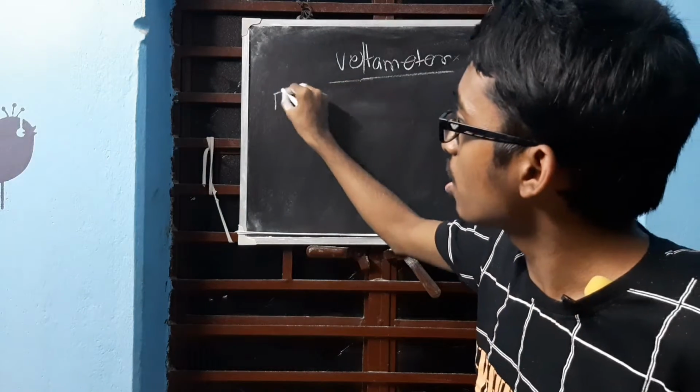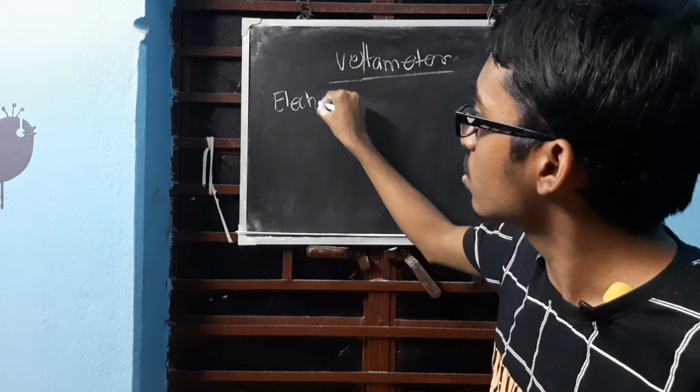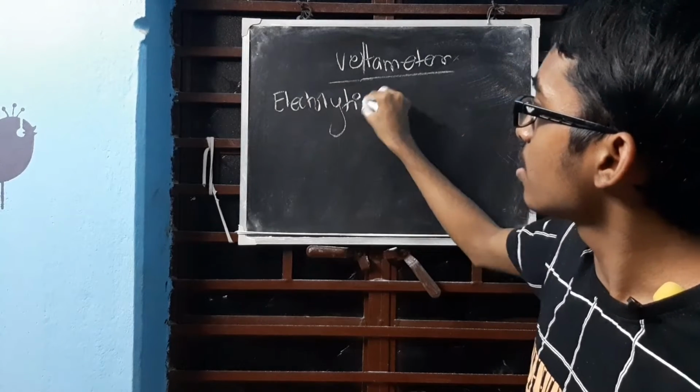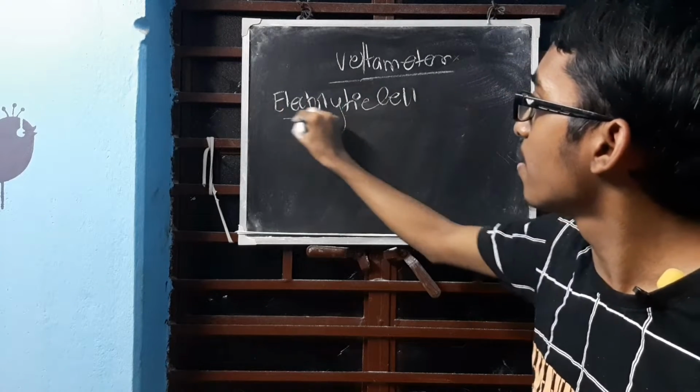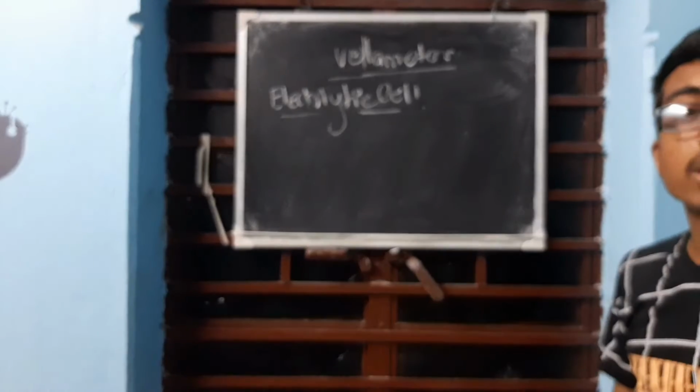Acha. This has got another name. That is called an electrolytic cell. What happens in an electrolytic cell?